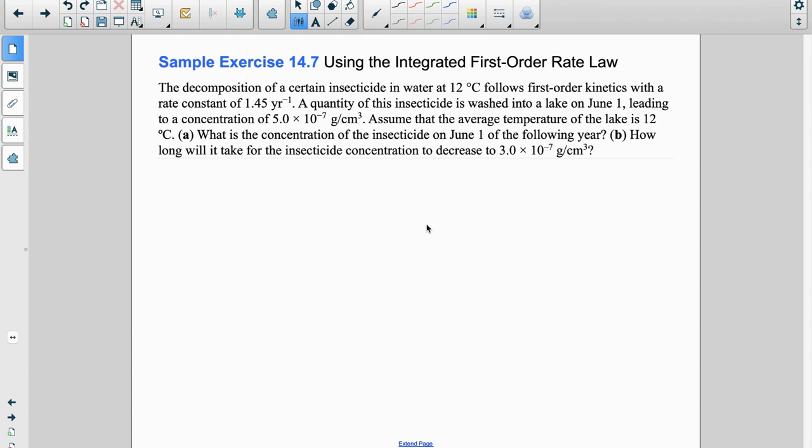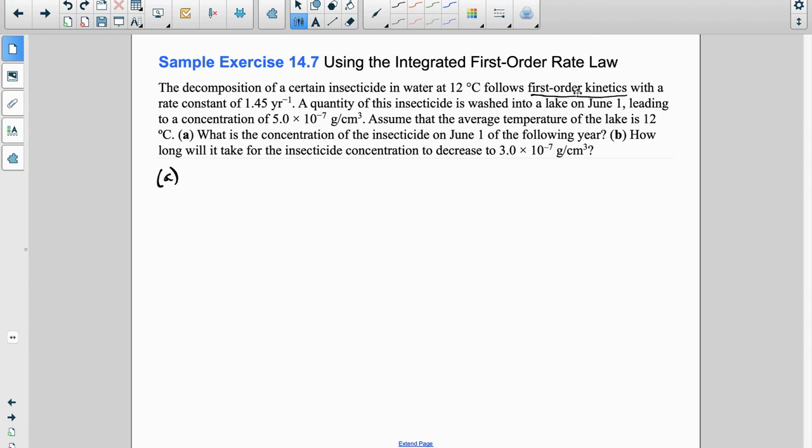All right, we're going to use this first order integrated rate law to try these problems. This is the decomposition of a certain insecticide in water at 12 degrees C, and it follows first order kinetics with a rate constant of 1.45 years to the minus 1. A quantity of this insecticide is washed into a lake on June 1st, leading to a concentration of 5 times 10 to the minus 7 grams per centimeter cubed. Assume that the average temperature of the lake is 12 degrees C. Part A asks, what is the concentration of the insecticide on June 1st of the following year?